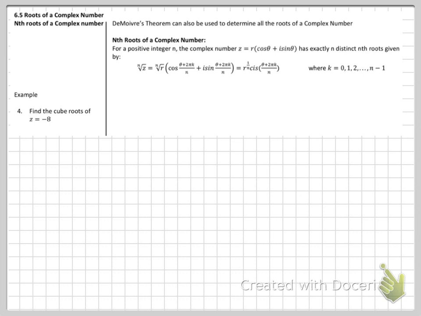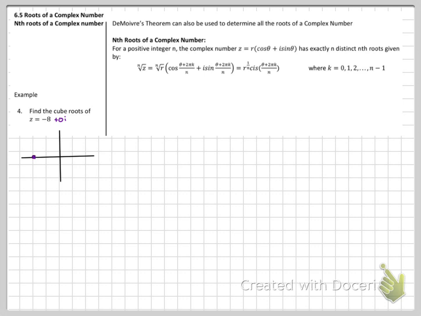Okay, so then we can also use that same theorem idea to find the roots of a complex number. So I know the equation looks kind of crazy. Let's just jump into number 4. So even though there's no plus 0i, we still want to think of it as a complex number, and we still want to graph it. So -8 on the real, 0 on the complex would put it here.